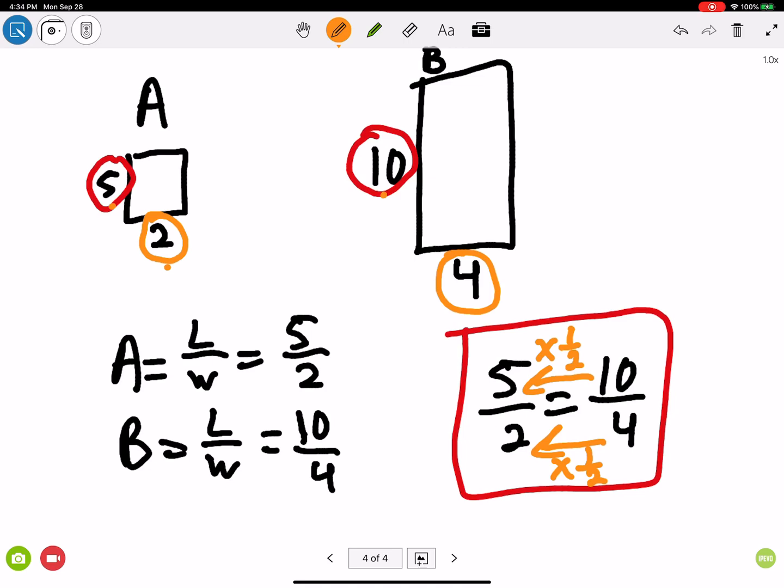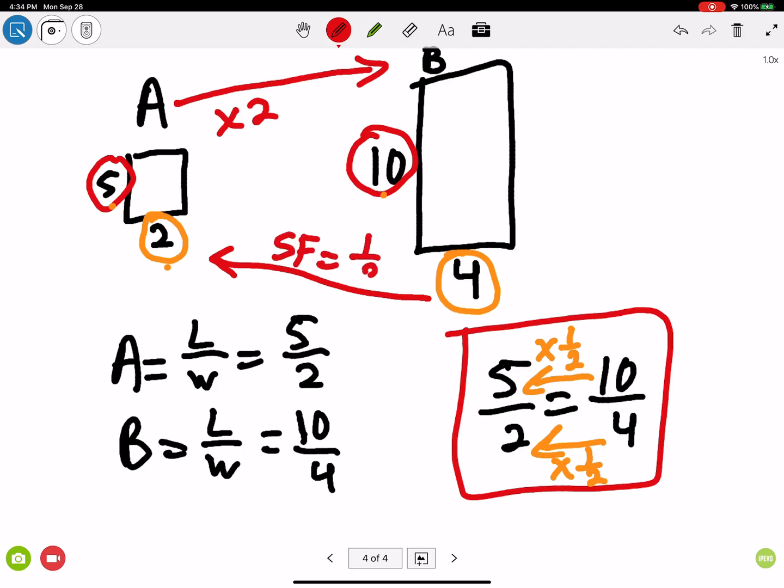So that basically tells me that my scale factor going from A to B is times 2, and my scale factor going from B to A is 1/2. And let's write this, first off, let's make that a little better. And then let's actually call this scale factor. Hey, that kind of looks like it too. Cool. Okay.